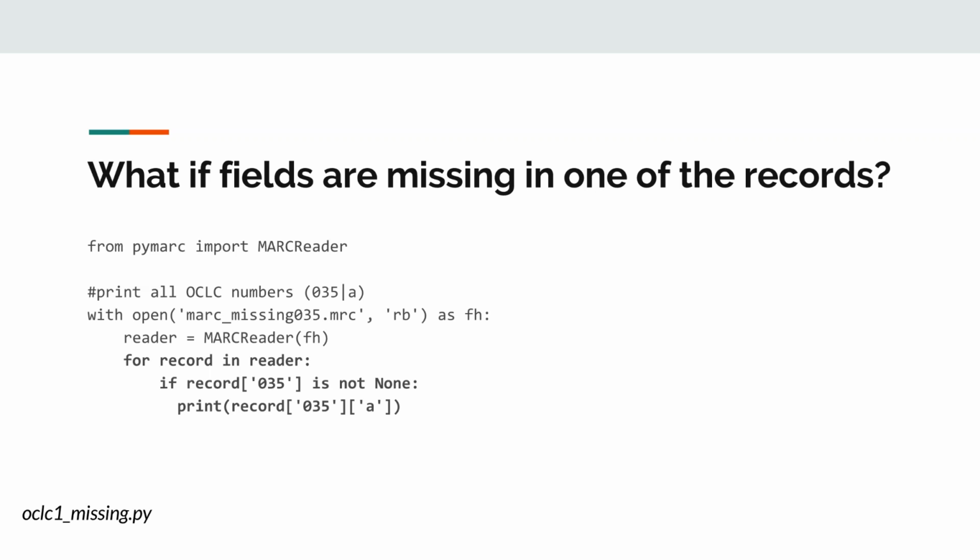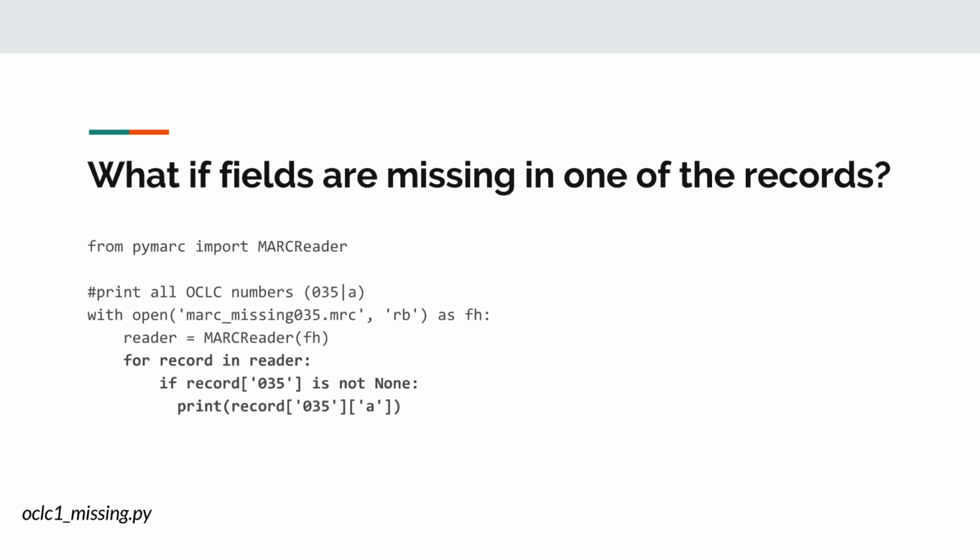So now we've just modified this. Everything else is exactly the same. We're opening the file. We've got the reader statement in there using MARCReader. We're looping through the records using for record in reader. And then we have the statement: if the record 035 is not None, then print it.